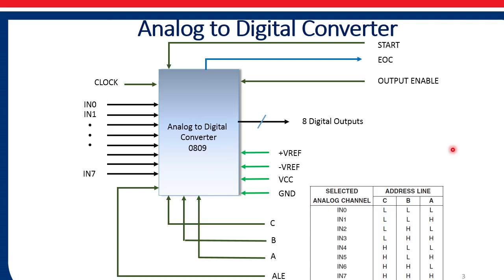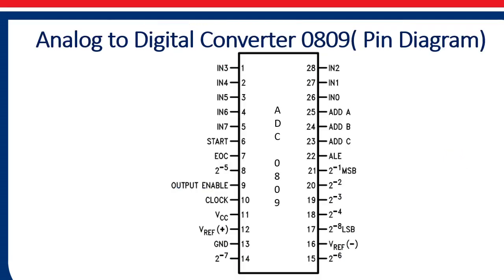The pin layout of this ADC 0809 is shown over here. So it's a 28 pin IC, and all the pins are listed over here.